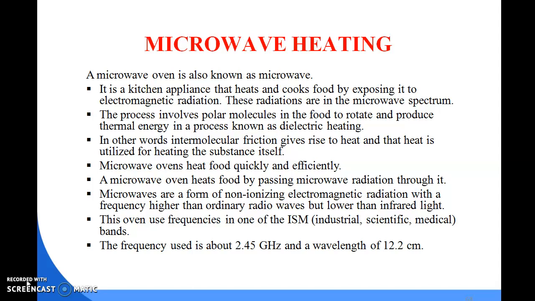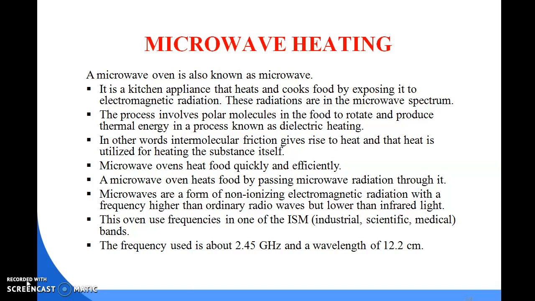So come to the point, what actually is microwave heating? A microwave oven is also known as a microwave. It is a kitchen appliance that heats and cooks food by exposing it to electromagnetic radiation. This radiation is in the microwave spectrum. The process causes polar molecules in the food to rotate and produce thermal energy. This process is known as dielectric heating, which is separate. But coming to our topic, microwave heating.